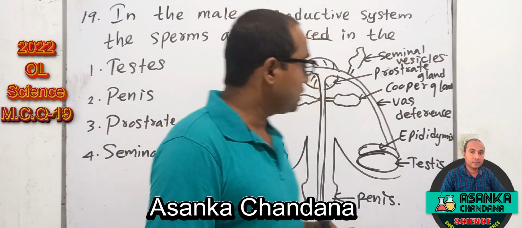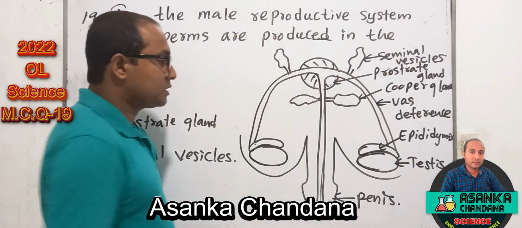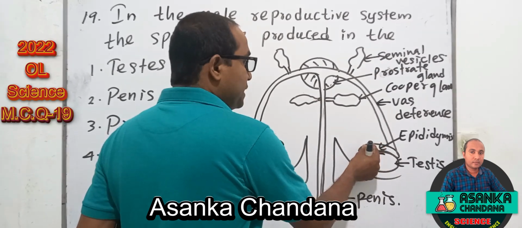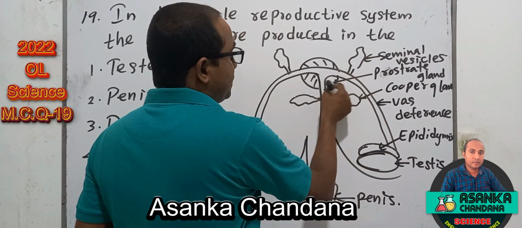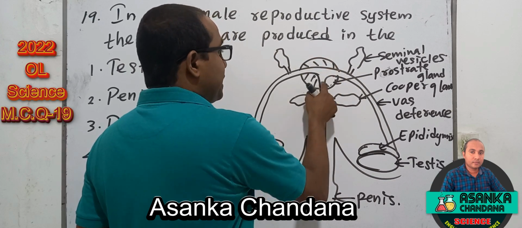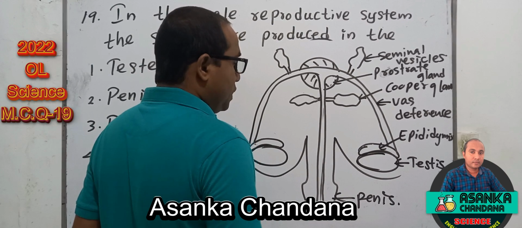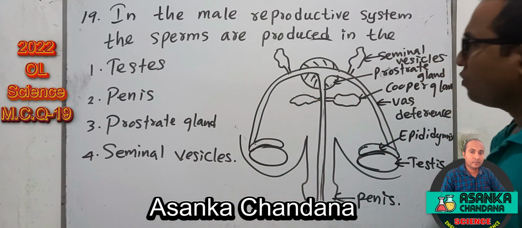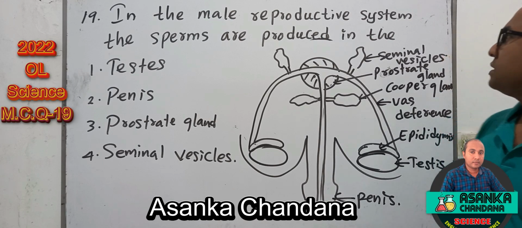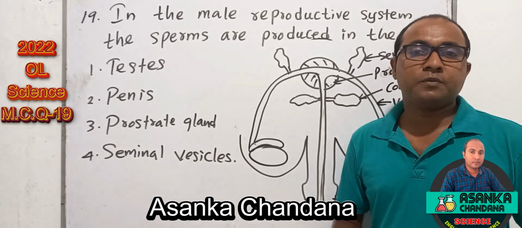Right now, when we consider the male reproductive system, what are the main parts? Testes, epididymis, vas deferens, and this is connected to the seminal vesicles. Here it contains the prostate glands, Cowper's glands, and also the penis. Right now, this is the easiest question. You all know which organ of the male reproductive system produces sperms, no?